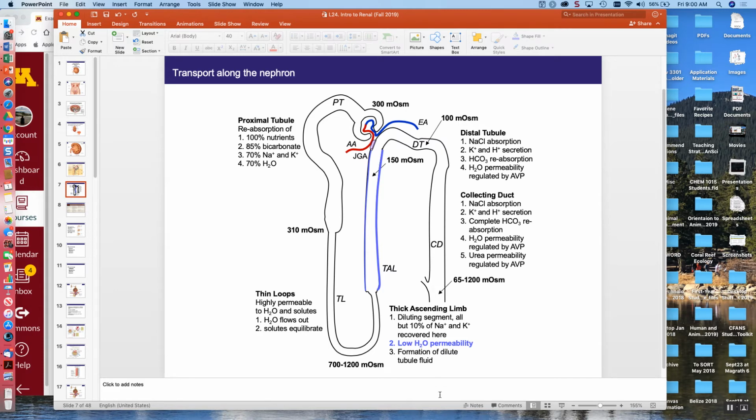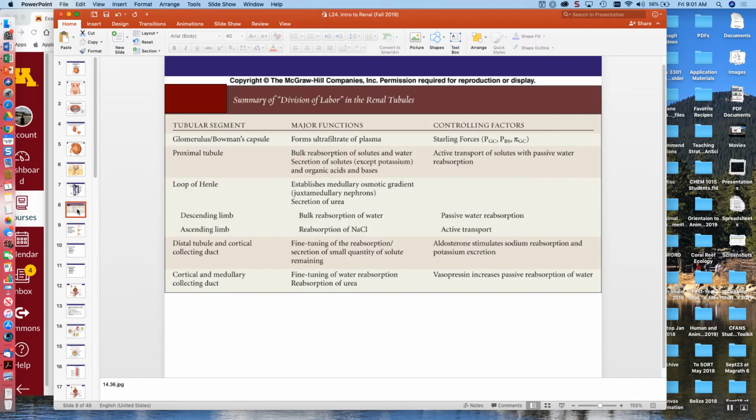So again, these are tubes. The nephrons are tubes that are lined with epithelial cells. That's why we went through epithelial cells that have these active transport mechanisms that are modifying the fluid within each nephron. Okay? So again, a very important slide. If you need some text associated with what I just talked about, this is a really nice summary of the division of labor in the renal tubules.